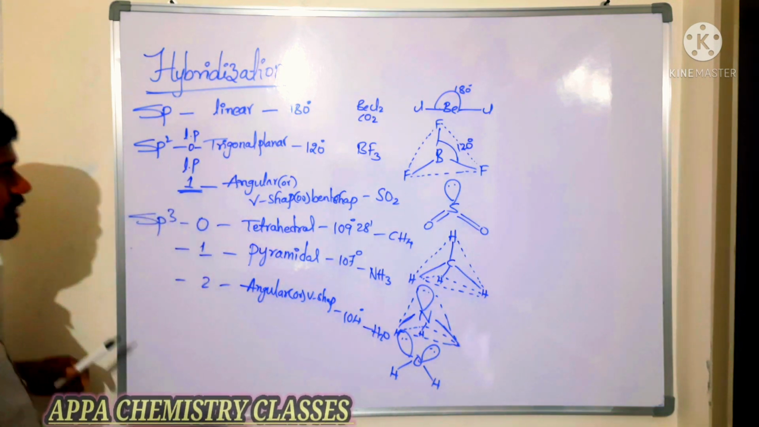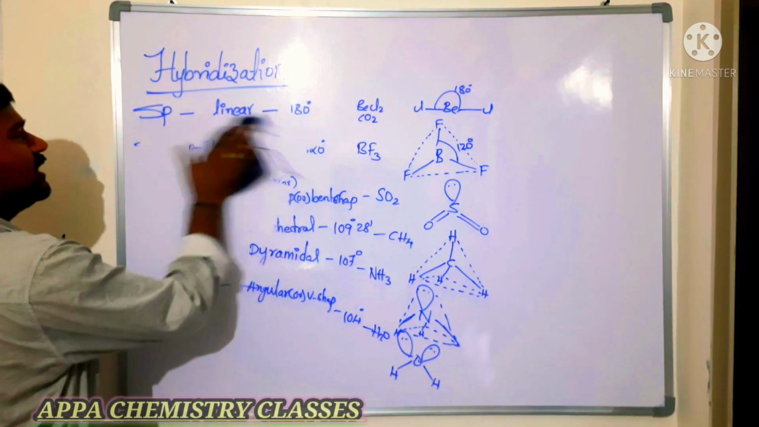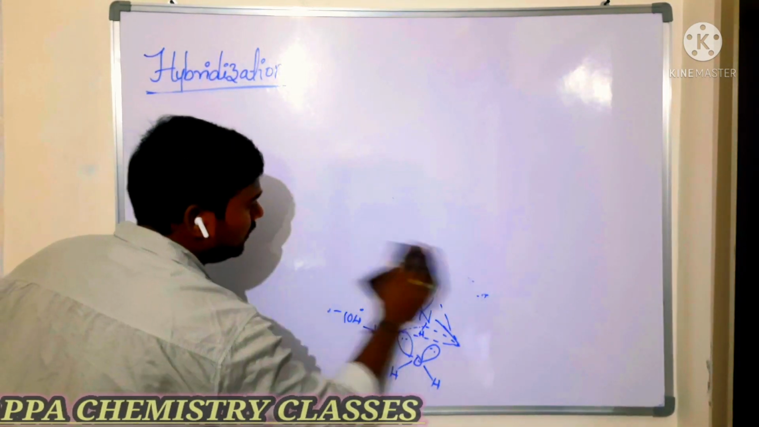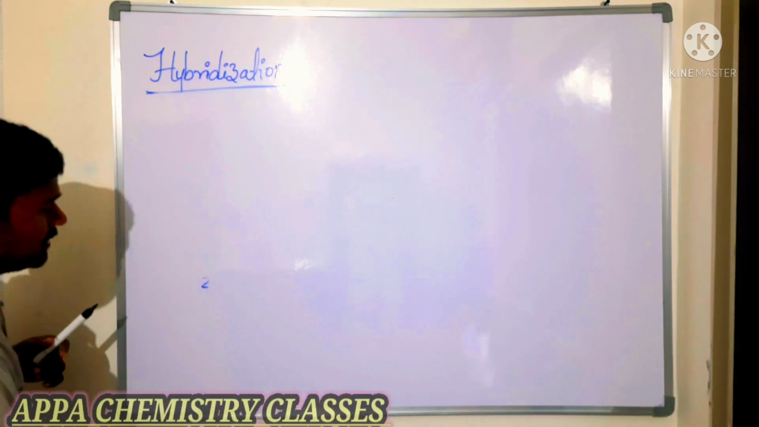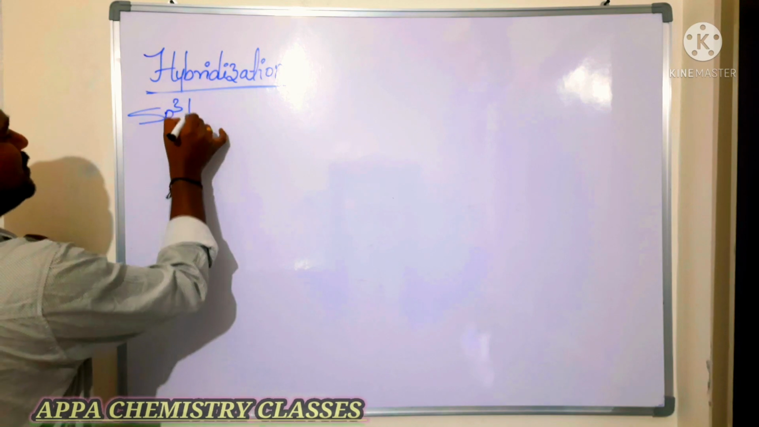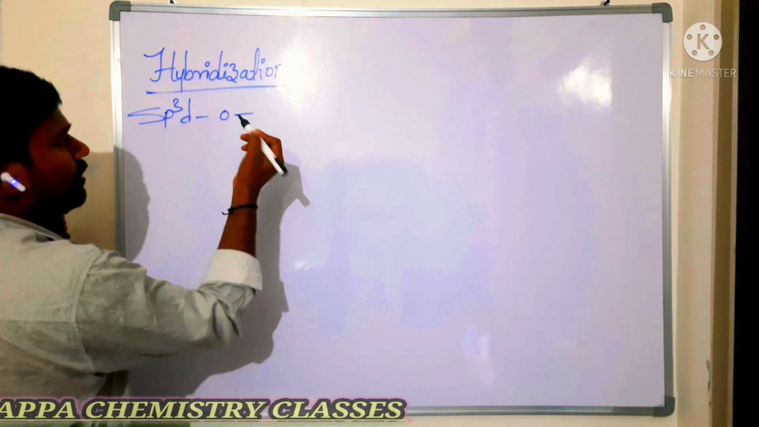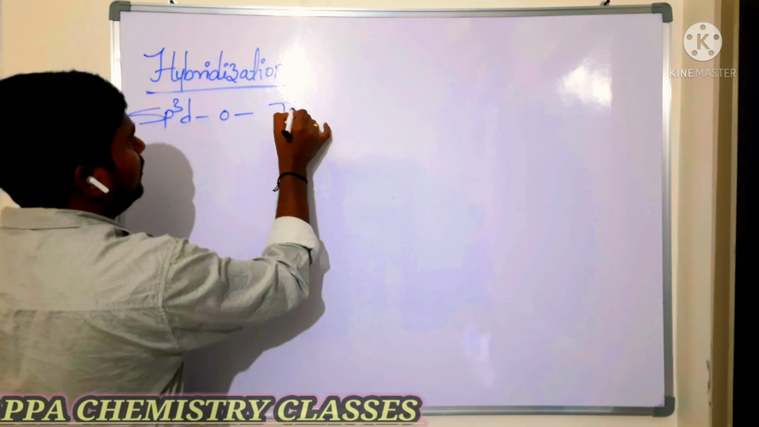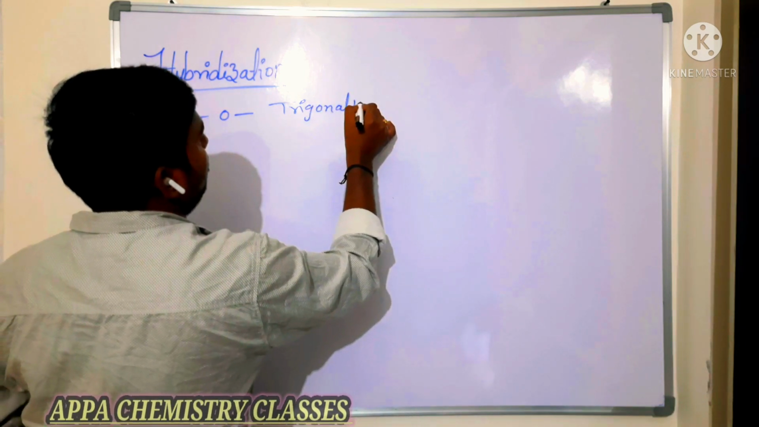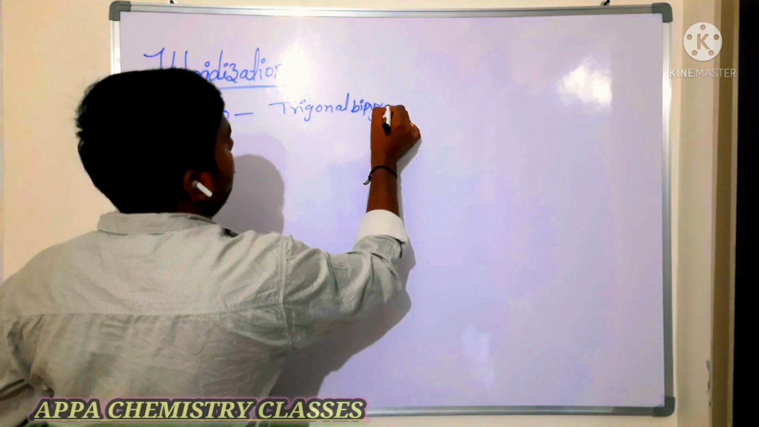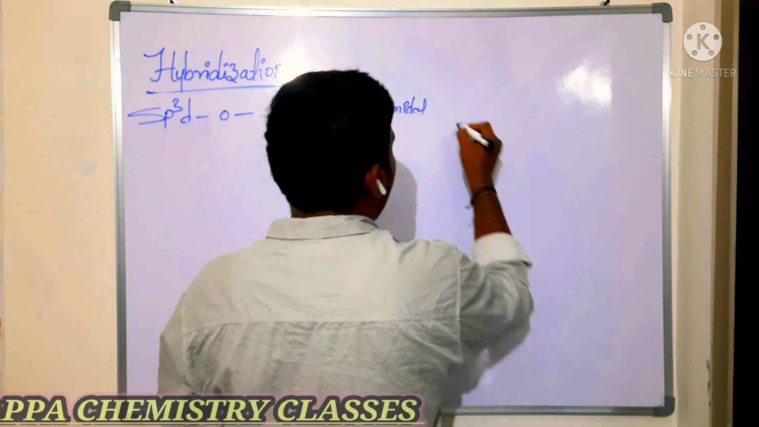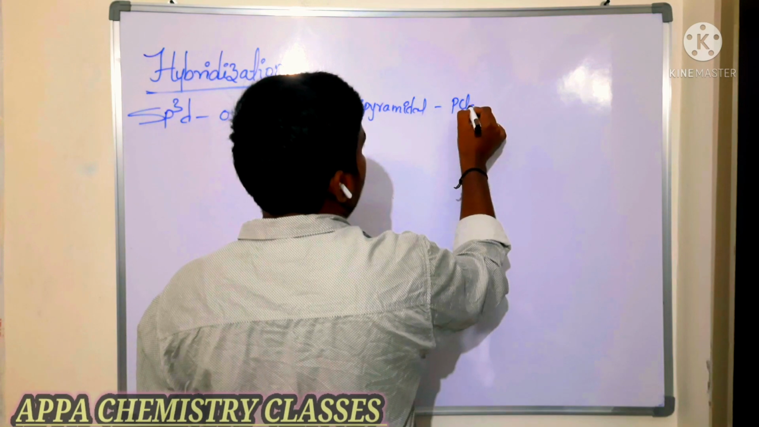So next we are going to see the sp3d hybridization, which is very important. Next we are going to see the sp3d hybridization. In sp3d hybridization with zero lone pairs, its geometry will be trigonal bipyramidal. Trigonal bipyramidal. You can see here what happens. Example will be what? PCl5.